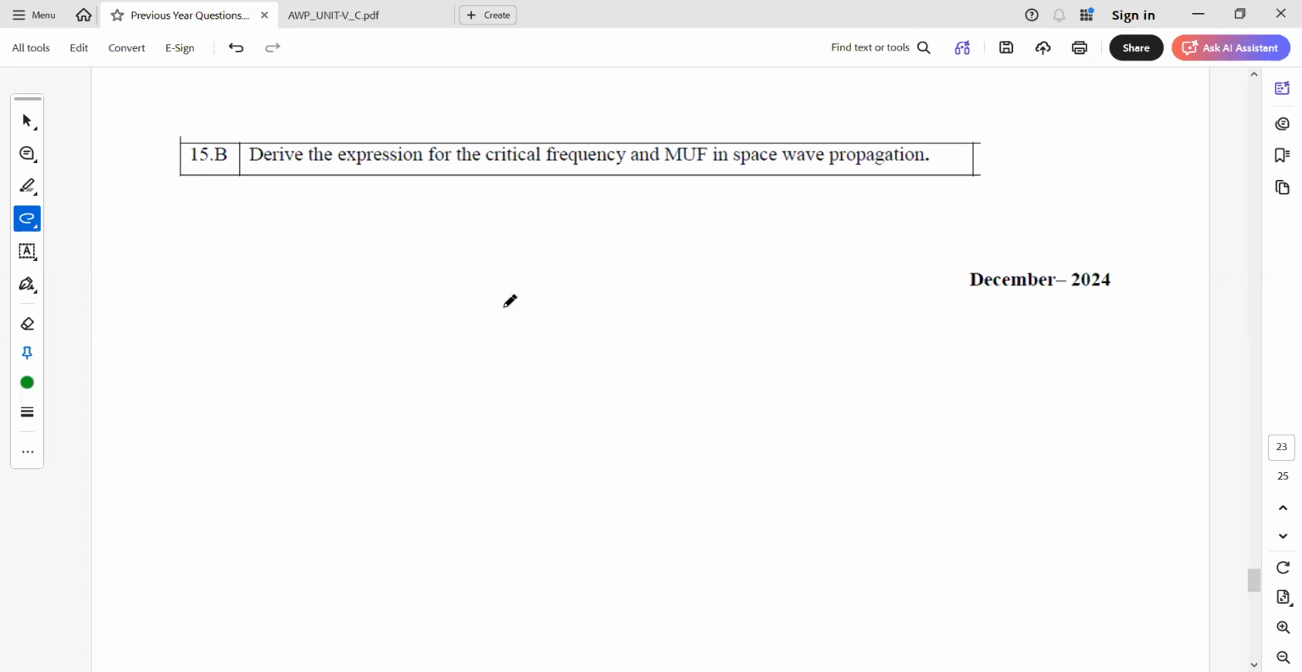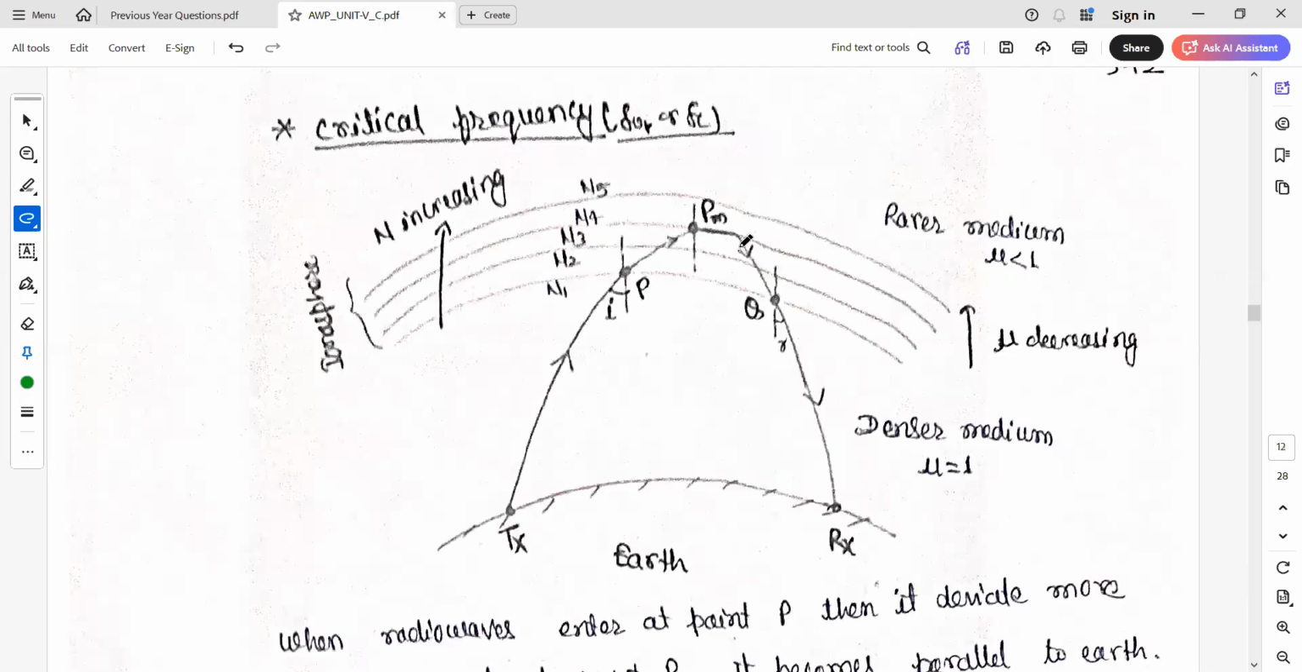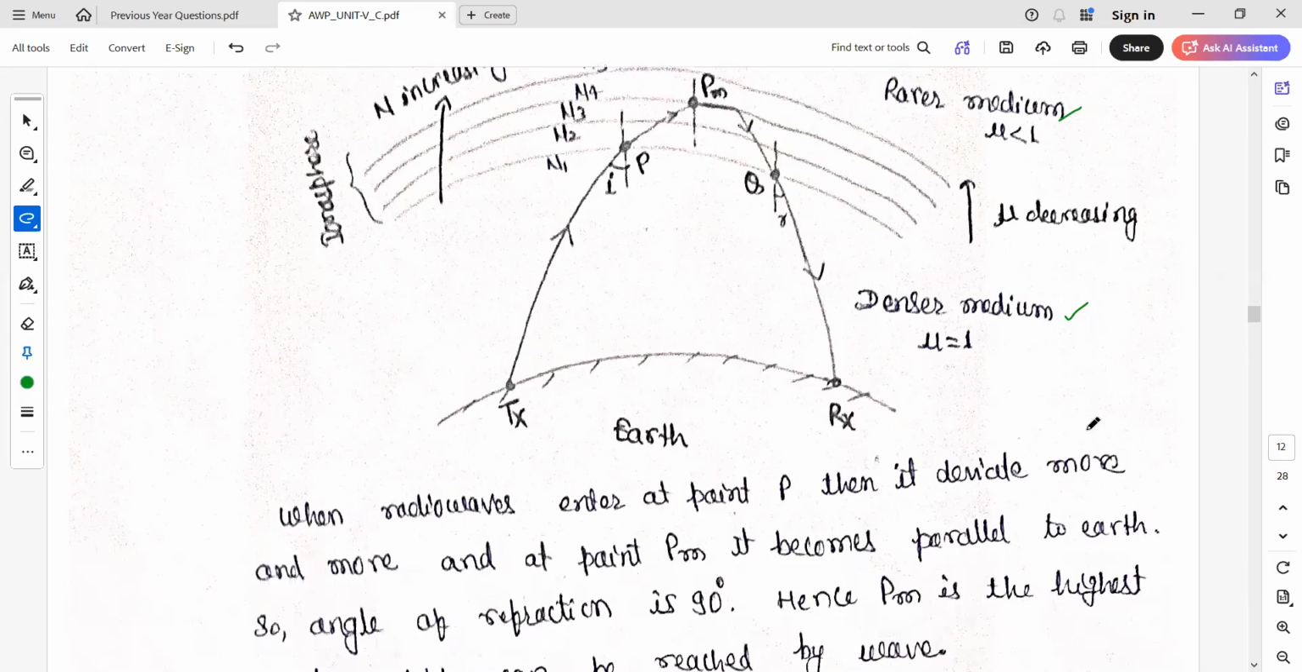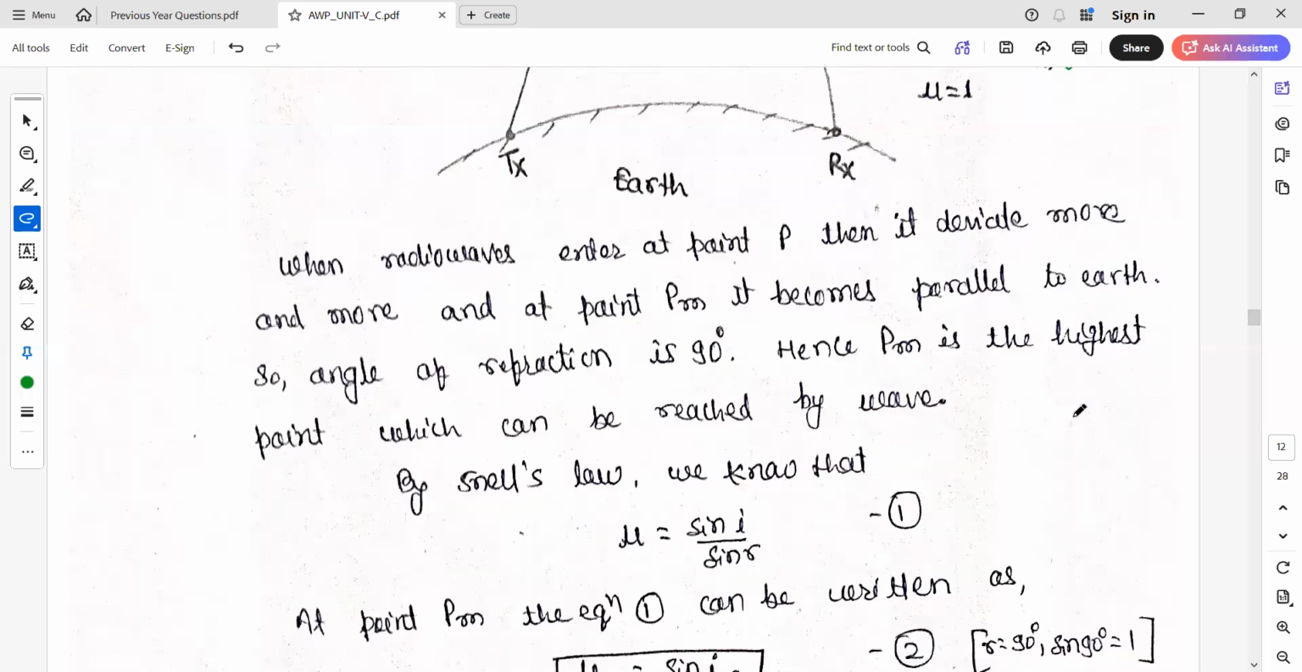Next question is: derive the expression for the critical frequency and maximum usable frequency in case of free space wave propagation. So many questions are from the wave propagation. For the critical frequency, you have to draw the diagram. As we increase the height, the electron density is going to increase. Here we have the rarer medium, and below we have the denser medium, in terms of density as well as optically dense or rarer medium.